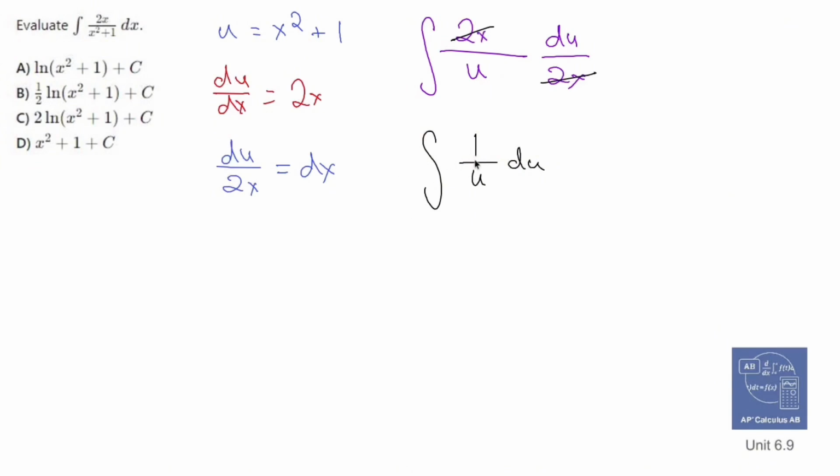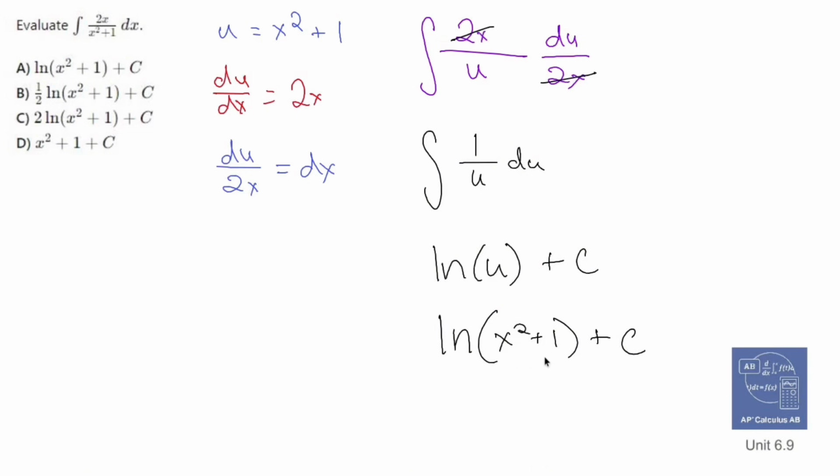The integral of 1 over u du is ln of u. Don't forget your arbitrary plus c. Now, I can't just circle this because u was not in the original problem. I called u x squared plus 1. So I have to substitute back in x squared plus 1 for u. And I have ln of x squared plus 1 plus c. My answer is going to be A for this one. Pretty exciting stuff.